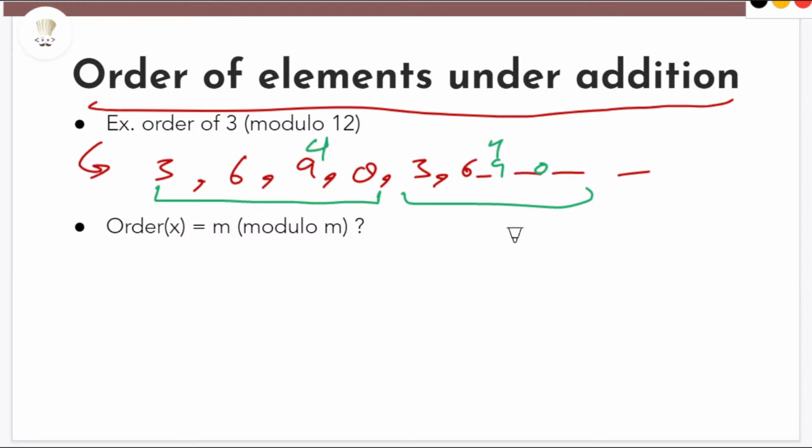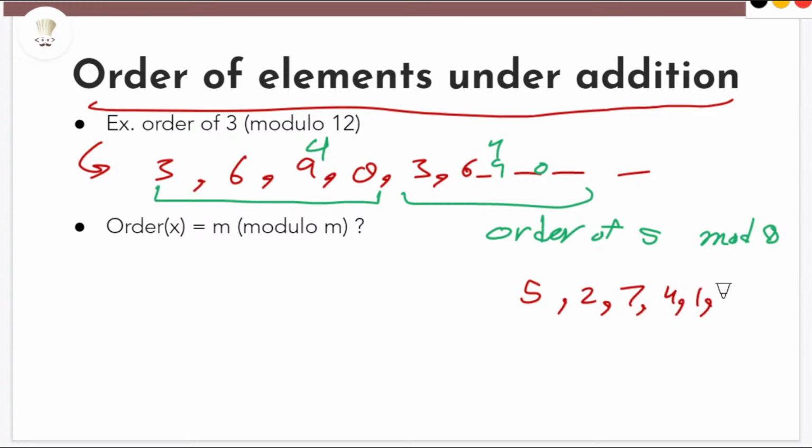Let's take some other examples. What is the order of, let's consider, 5 modulo 8? So we have 5 initially, plus 5 we get 10, modulo 8 we have 2. 2 plus 5 is 7. 7 plus 5 is 12. 12 modulo 8 is 4. 4 plus 5 is 9, modulo 8 is 1. 1 plus 5 is 6. 6 plus 5 is 11. 11 modulo 8 is 3. And 3 plus 5 is 0. And then we get 5 again. So the order of 5 modulo 8 is 1, 2, 3, 4, 5, 6, 7, 8, right? Under addition. So what x exists such that the order of x is equal to m modulo m?